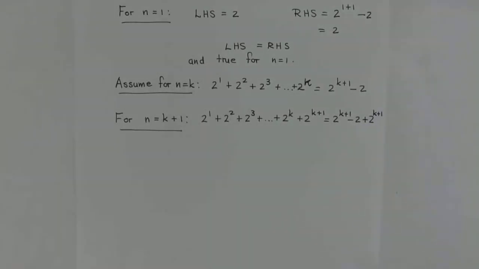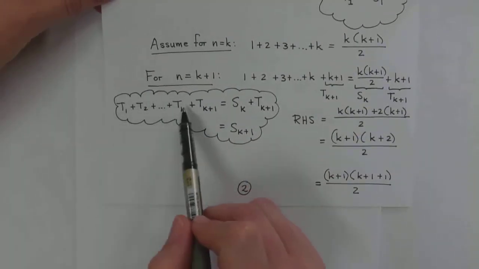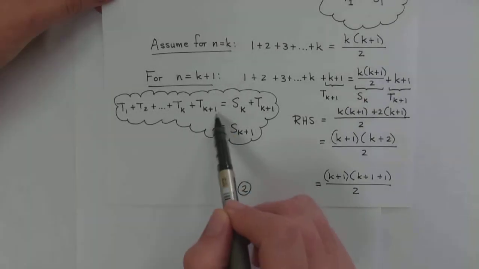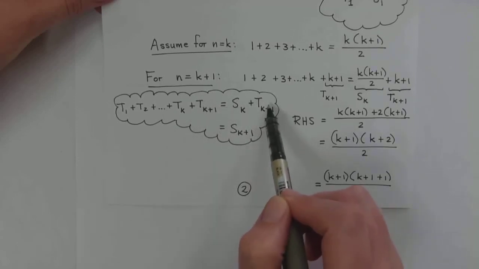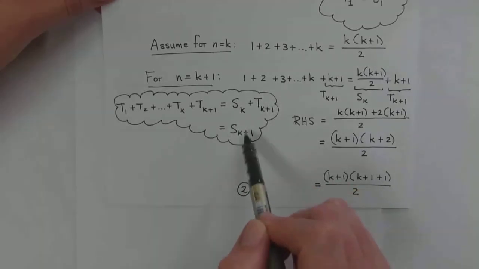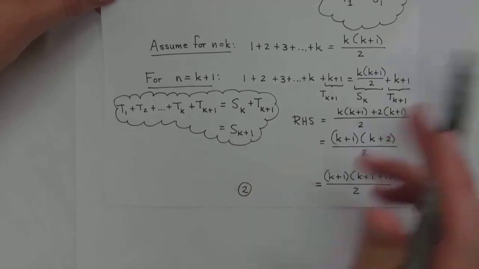Now, if you're getting confused, just to remind you what we are doing, we are taking this step, so assume true from n equal to k, and I'm just adding the next term. And I'm adding the next term to the left-hand side and the right-hand side. And now what I want to do is take that right-hand side specifically, and simplify it until I get the formula for that k plus 1.